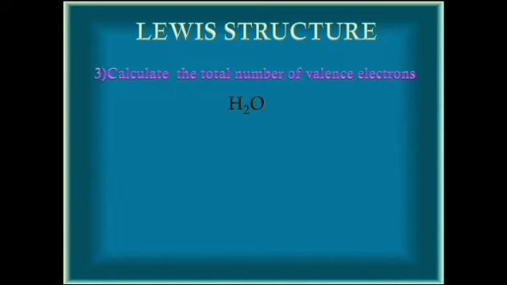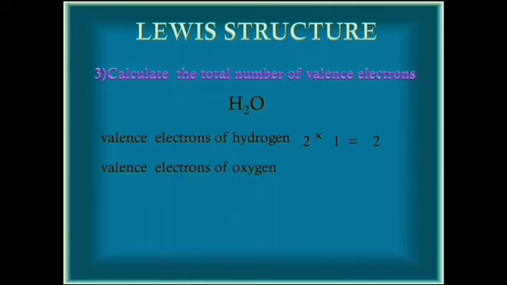Calculating the total valence electrons of water. Valence electrons of hydrogen, 2 times 1 equals 2. Valence electrons of oxygen, 1 times 6 equals 6. Total valence electrons, 2 plus 6 equals 8.